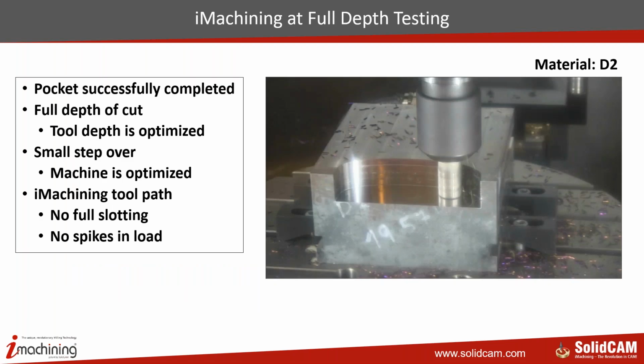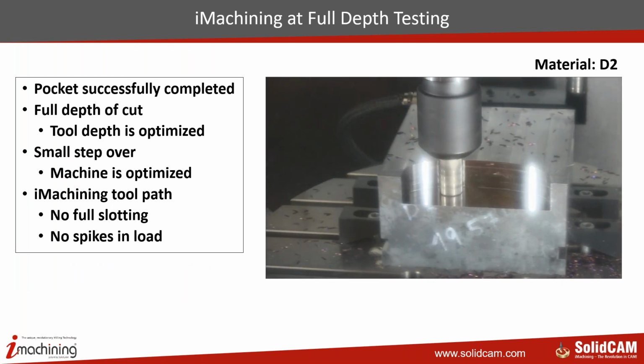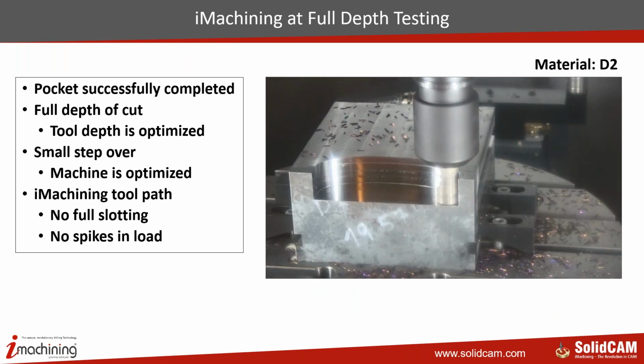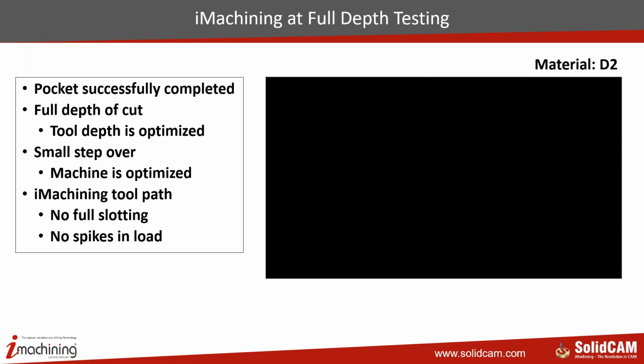Now we wanted to see if iMachining could cut at full depth using small stepovers. Let's watch the video. Success, as we were able to machine the entire pocket with one set of inserts. We can see similar benefits that we see with iMachining using solid carbide tools as when using insert tools.